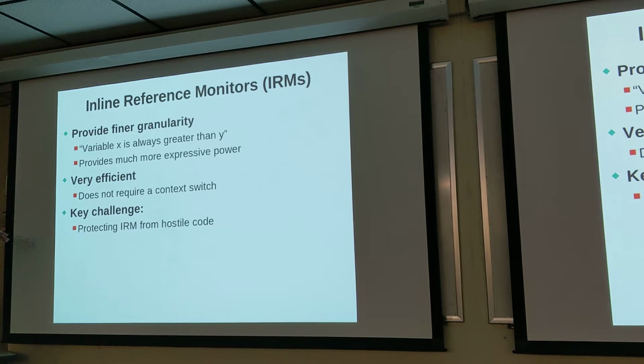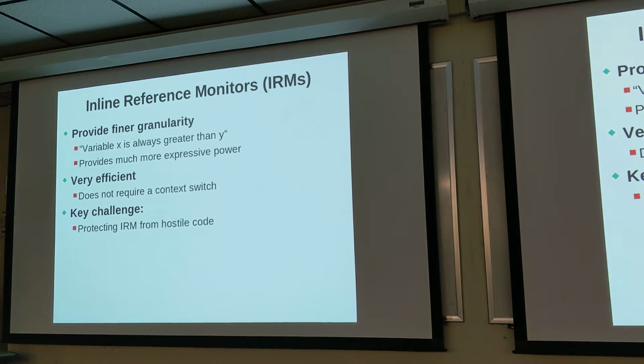Running the reference monitor inside the checked code has some advantages. For instance, you could express policies that are not expressible in the other frameworks. You could say the policy I want to enforce is that variable x is always greater than variable y. This is not something you can enforce by looking at system calls, because x and y are being updated through memory operations, and they involve no system calls. So you can't possibly say, I'll check this when a system call is made; it's not meaningful.